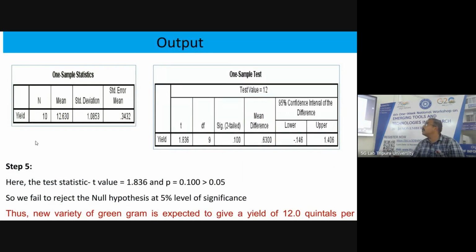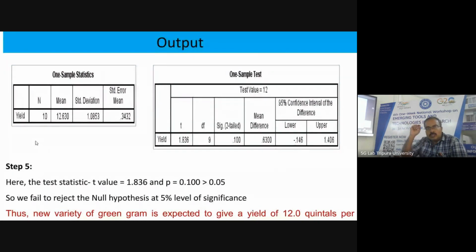This is the output: one sample statistics, one sample test. Step 5 tells that the test statistic t value is 1.836 (second table, second column, last row) with degree of freedom 9. And the p value is 0.100, significant two-tail p value, the fourth column.